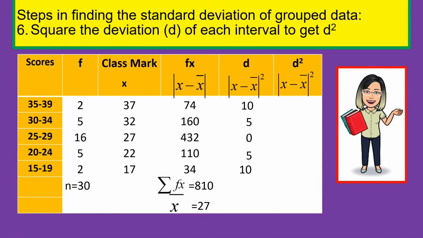Now step 6. Square the deviation d of each of the intervals to get d squared. So we have d. We need to square d. That is 10 times 10. 10 times 10 is 100. 5 times 5 is 25. 0 times 0 is 0. 5 times 5 is 25. 10 times 10 is 100.